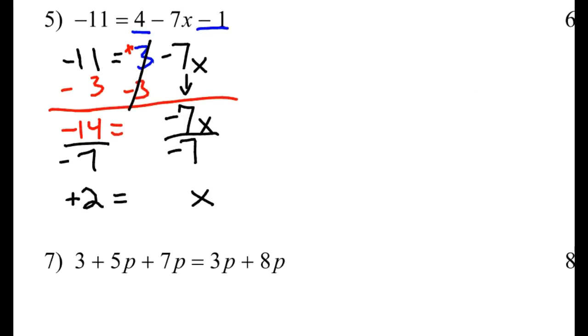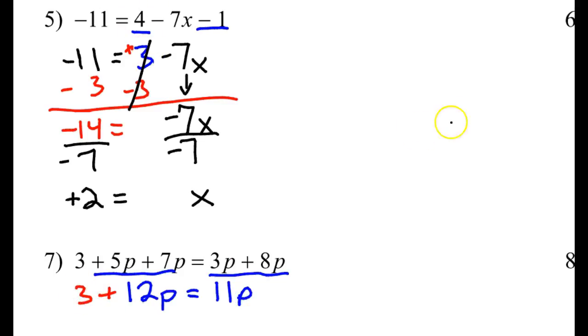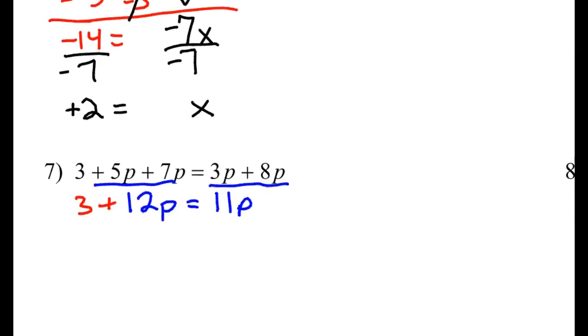And lastly, here we have variables on both sides that need to be simplified. So do not subtract 8 or 3 or 7. The first thing you do is just bring them together. 5p and 7p. Well, 3 and 8 makes 11. So in one step, this problem becomes much smaller.